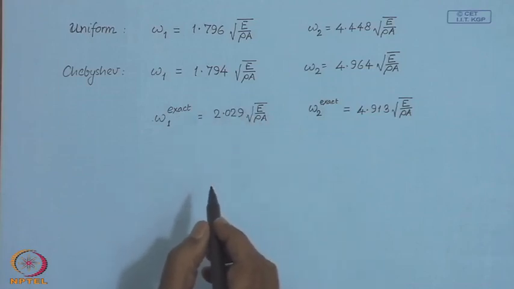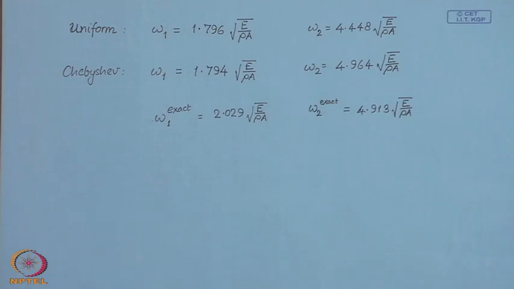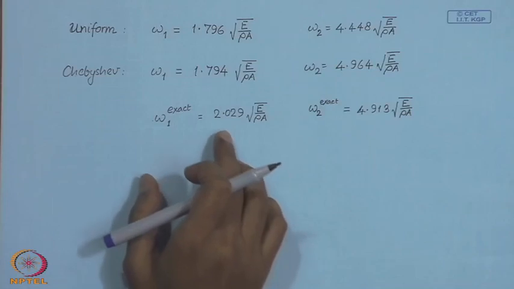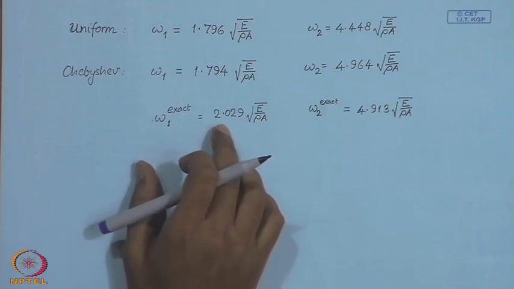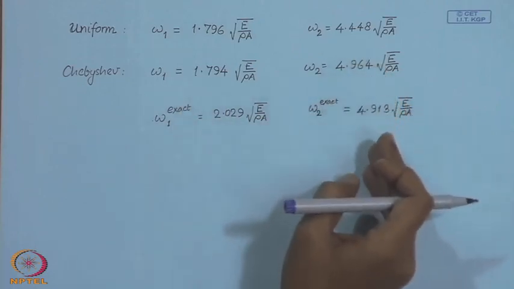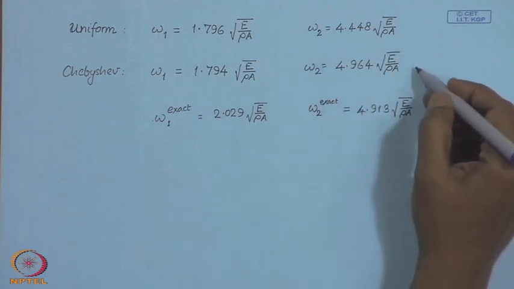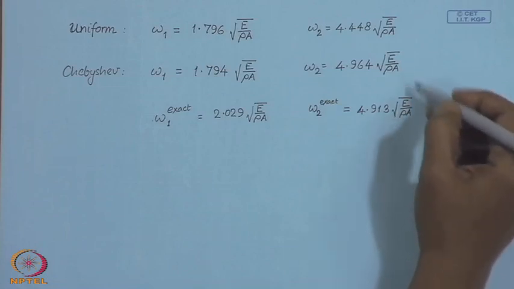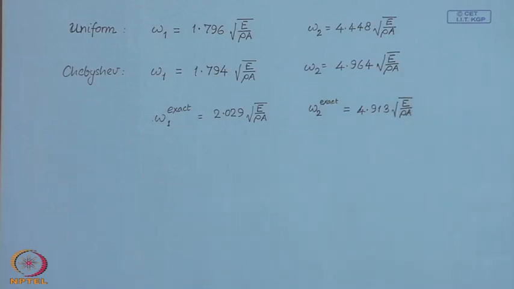Now, this collocation method has this disadvantage that it does not have that upper bound property as we saw in the energy based methods. So, this approaches the exact natural frequency from below, but it can also, for example, if you see this comparison, this is approaching it from above. So, this is a disadvantage of the collocation method.